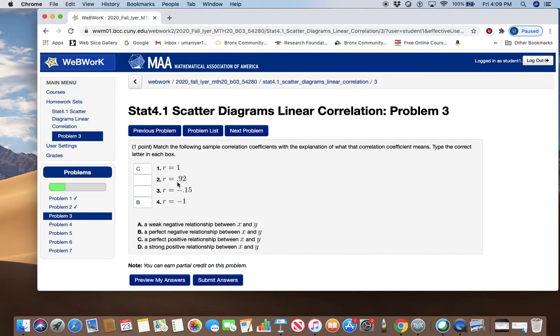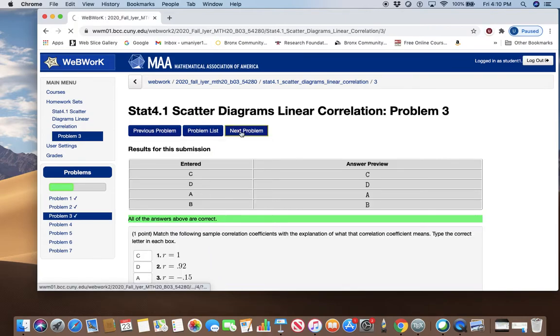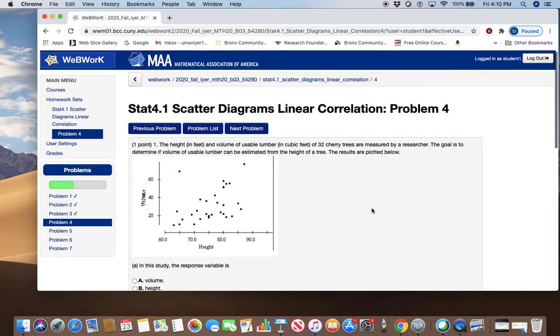Now 0.92, that's a positive relation and very close to 1. So it's a strong positive. R equals -0.15, that's a negative relation, and it is close to 0, so it's a weak negative. Okay, next one.